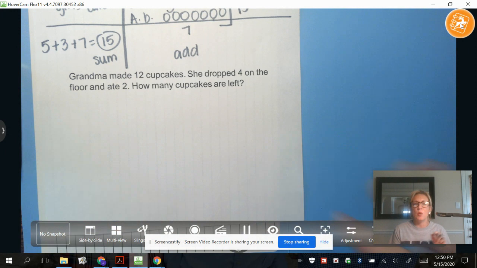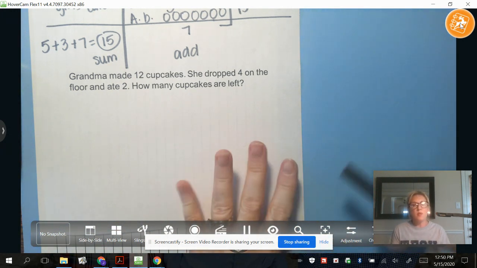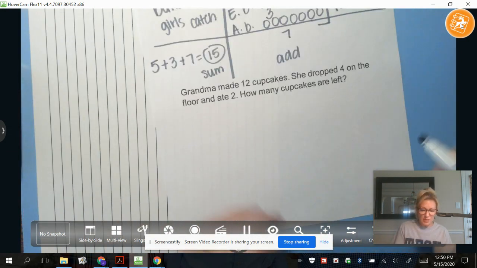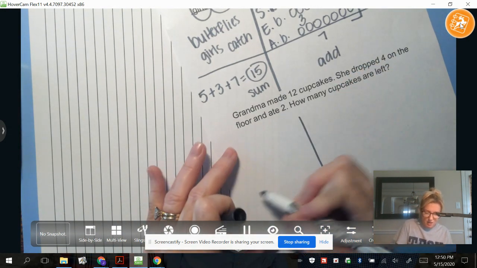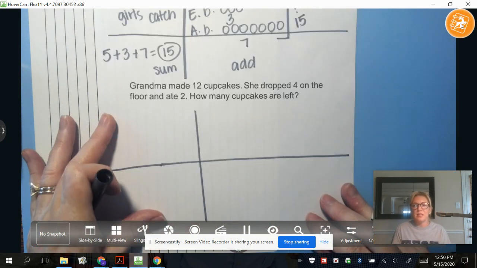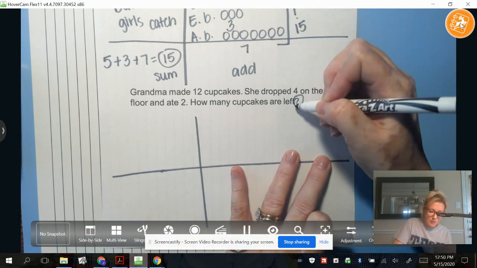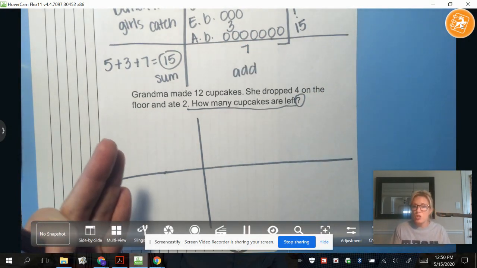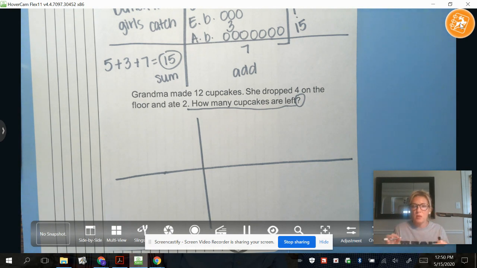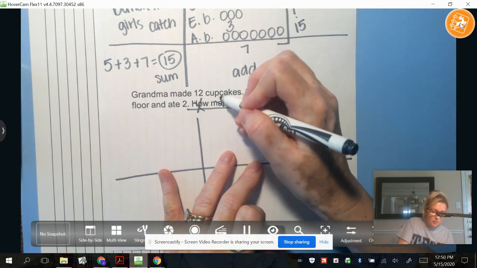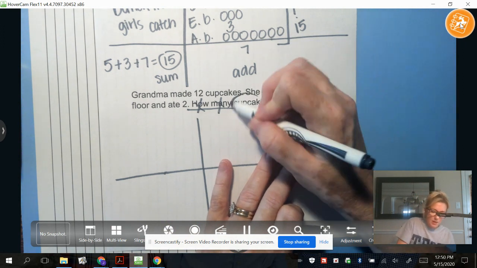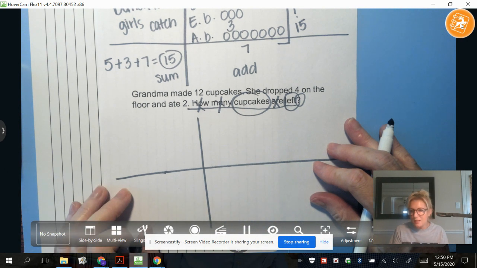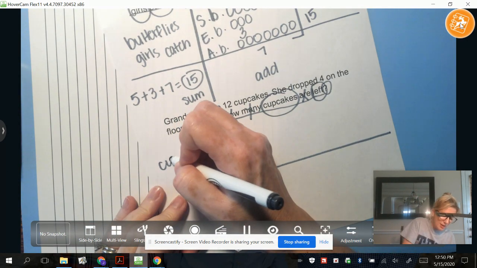So let's look here. Grandma made 12 cupcakes. She dropped 4 on the floor and ate 2. How many cupcakes are left? So we're going to get started simply by making a window pane and finding that main idea. Circle the question mark, underline backwards till we get to that period that isolates that question for us because that's where we're looking for our important words. And cross out how many and circle the important words. Cupcakes are left. Beautiful. So we're just going to write that in our first box, and that's our main idea.